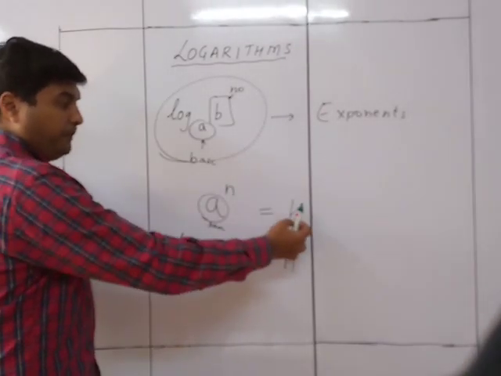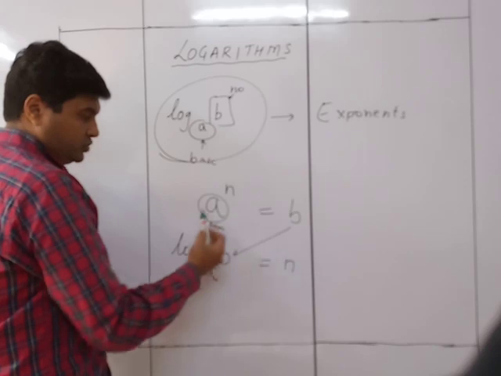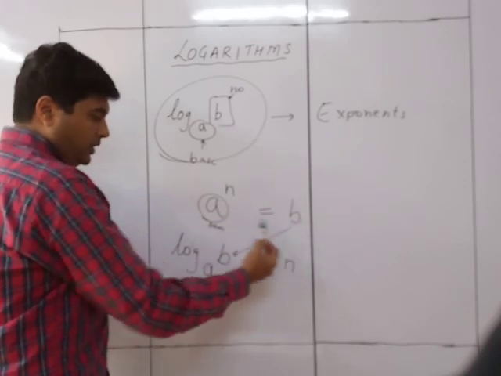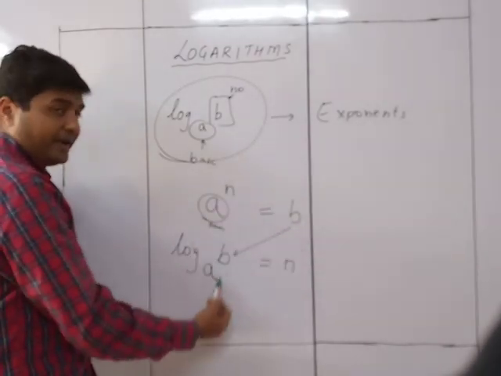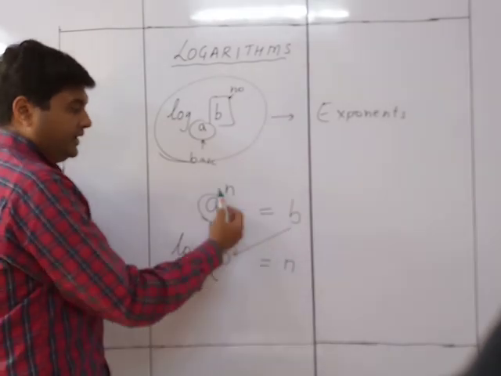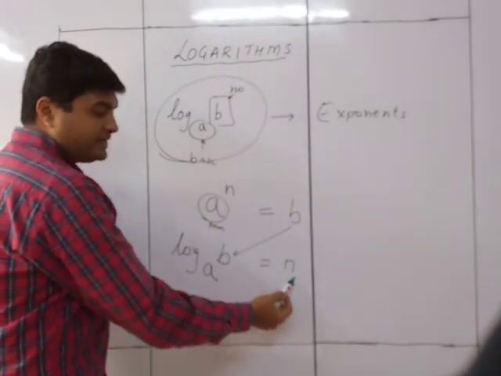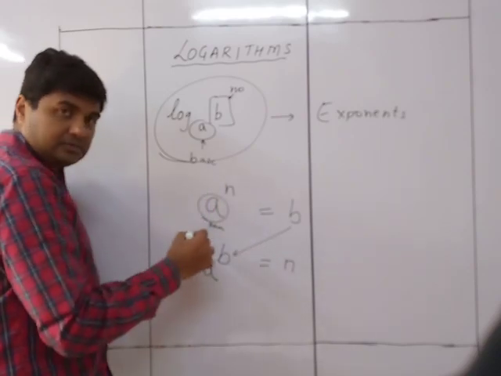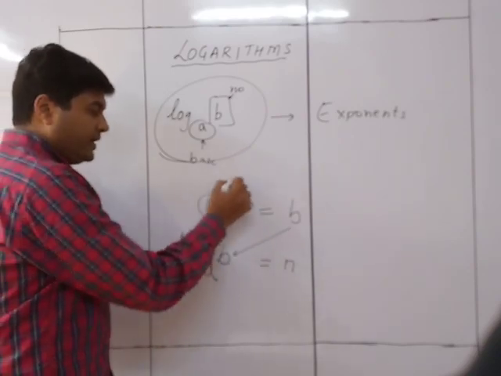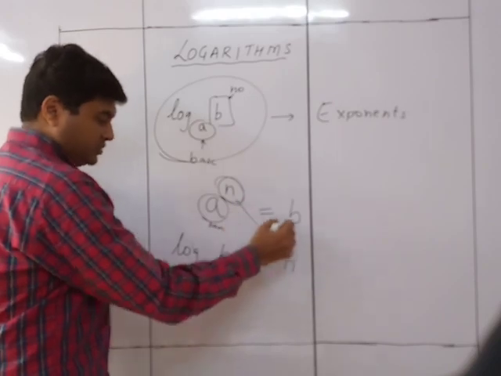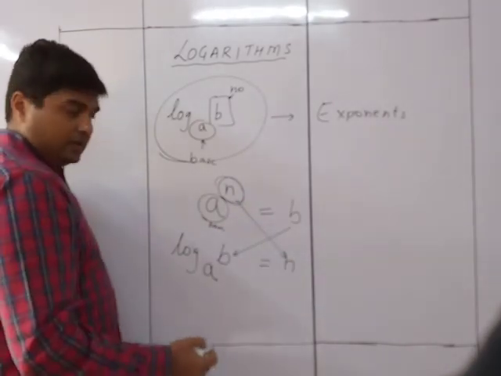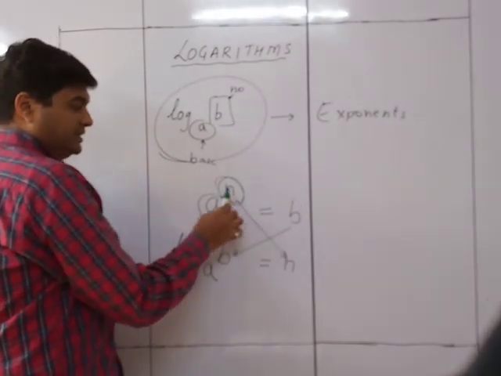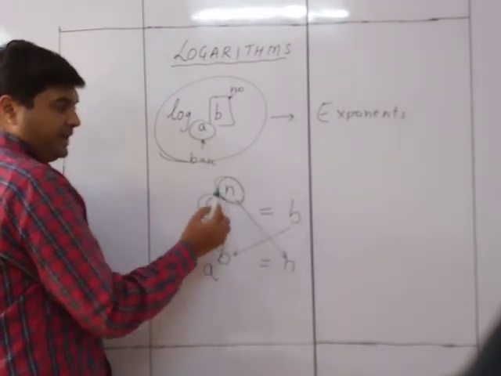Log of b, the answer of the exponent. So the log of the answer of the exponent to the same base as that of the exponent is going to be n, that is nothing but the exponent of the index. The exponent of the index number, that is the answer. So this is just like crossing. Log of b to the base a is nothing but n.